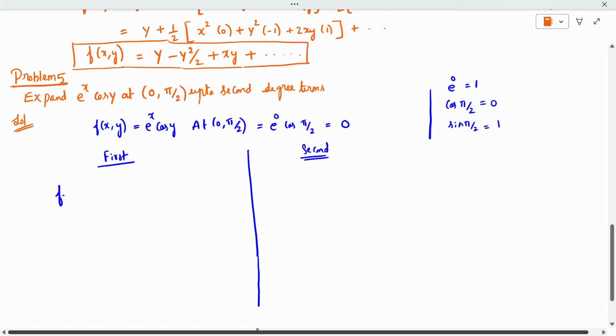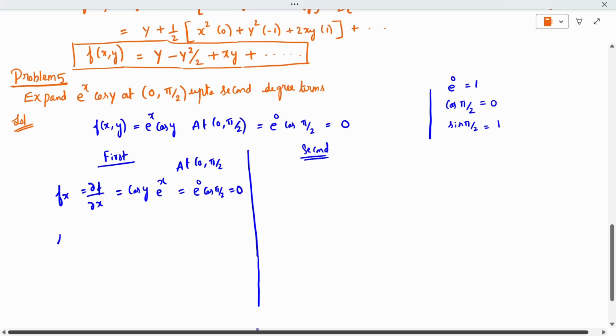So fx is nothing but dou f by dou x. So check it: cos y is constant, e to the power x is e to the power x only. So fx you are going to calculate. When I do it, e to the power 0 is 1, remember at 0 comma pi by 2, cos pi by 2, so it is 0.